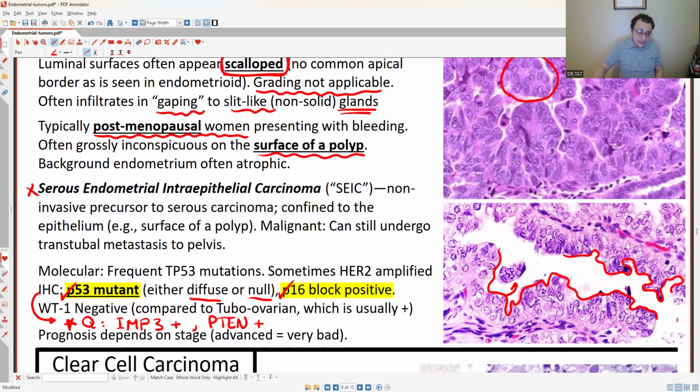This one, just read, is called serous endometrial intraepithelial carcinoma, which is serous carcinoma that is very superficial. It's not invading the myometrium or the deep layers of the uterus. That's why it's a non-invasive precursor to serous carcinoma. It's usually confined to the surface epithelium or to the surface of a polyp, and it's not going deep or invading the wall of the uterus.